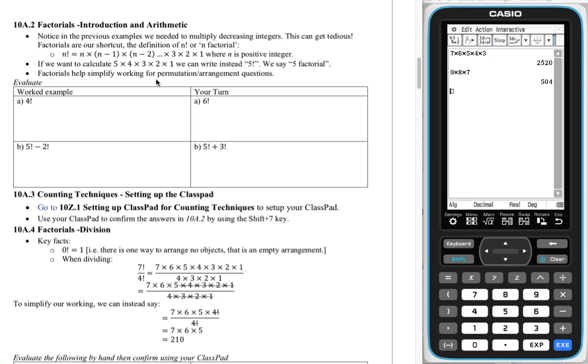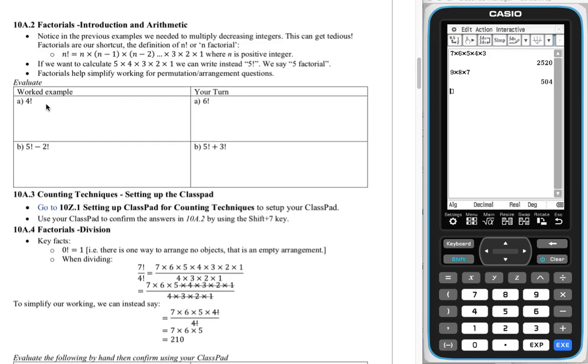So let's think of an example. If you want to calculate 5 times 4 times 3 times 2 times 1, instead of saying that, we can just say 5 factorial. If I type in 5 factorial in my calculator, it's just going 5 times 4 times 3 times 2 times 1. How convenient. So what do factorials do? They help us simplify working for permutation and arrangement questions.